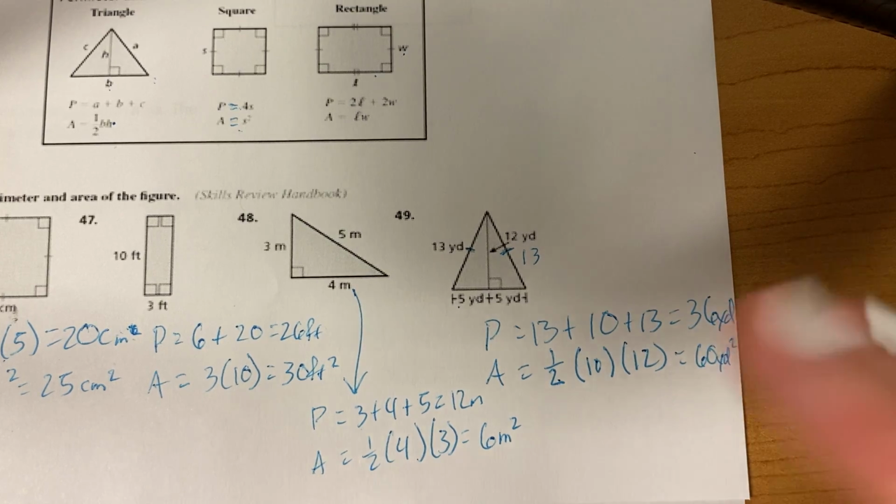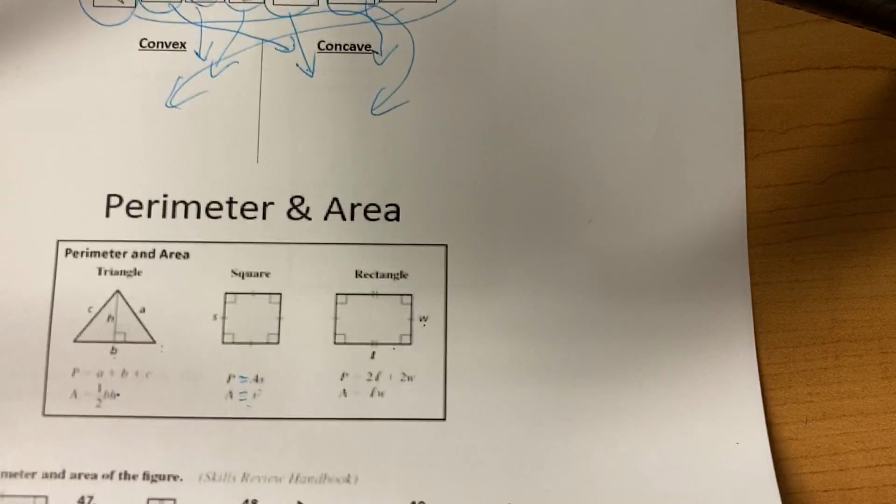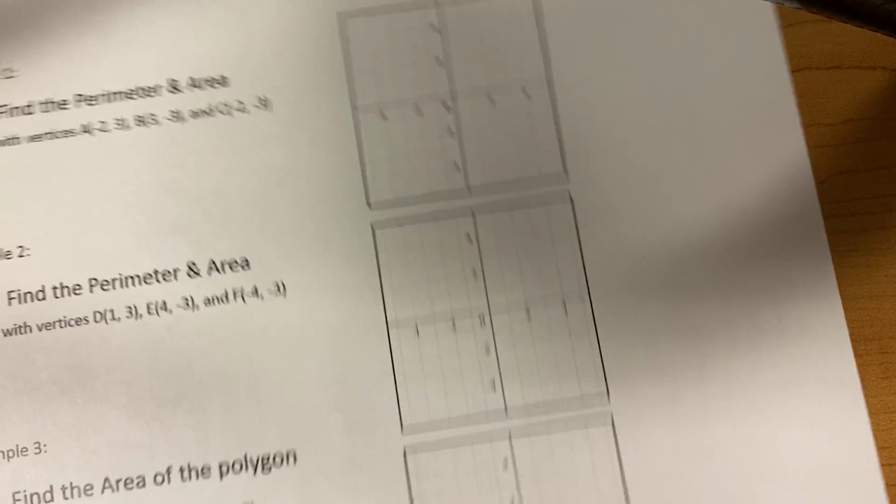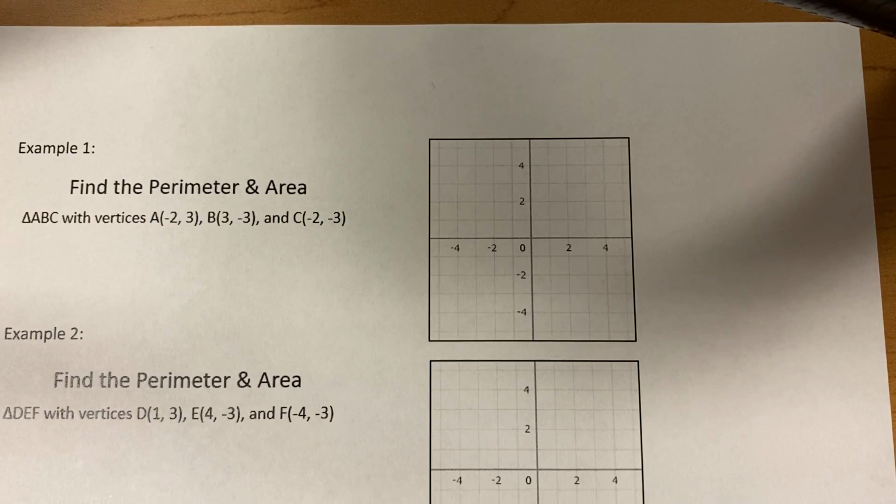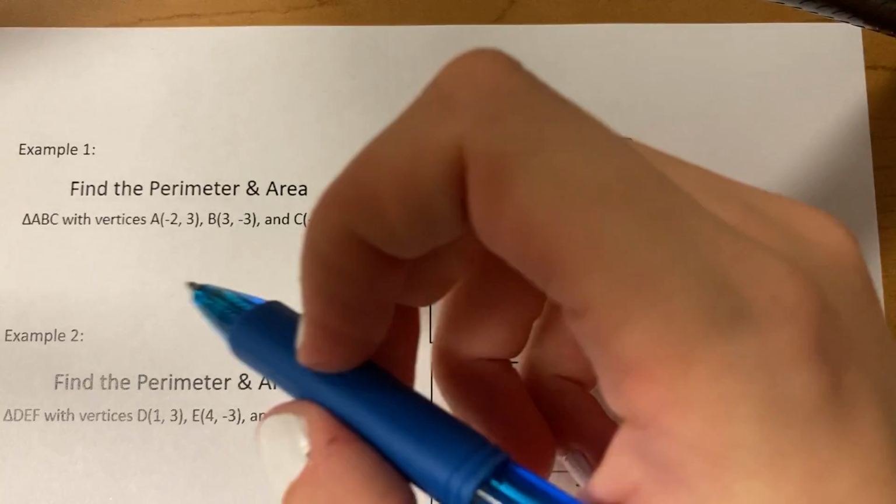All right. Hopefully I didn't go too fast. If not, just pause it and rewind it. Keep watching it until you get it. All right, so here's where it gets a little tricky. We're going to find the perimeter and area of coordinates.